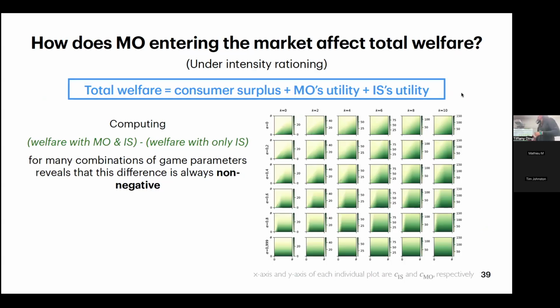And we also take a look at the total welfare. The total welfare we measure as the consumer surplus plus the utility of the two sellers. These plots are showing the difference between the welfare with the two sellers and the welfare with only the independent seller for all different game parameters. And the takeaway here is that this difference is always non-negative and is often positive.